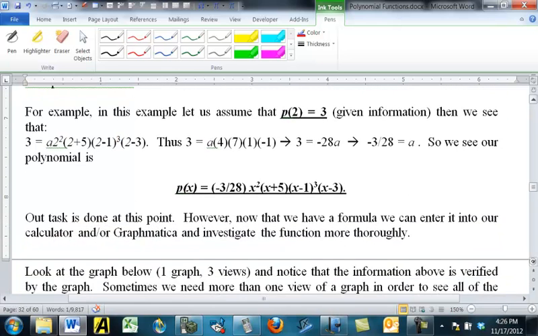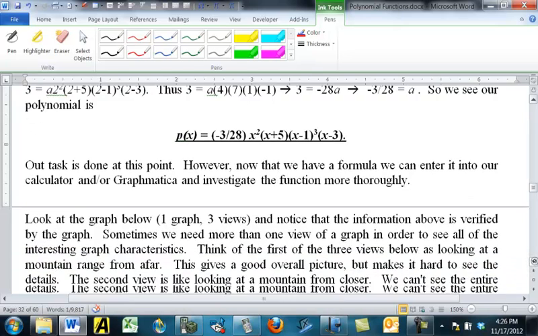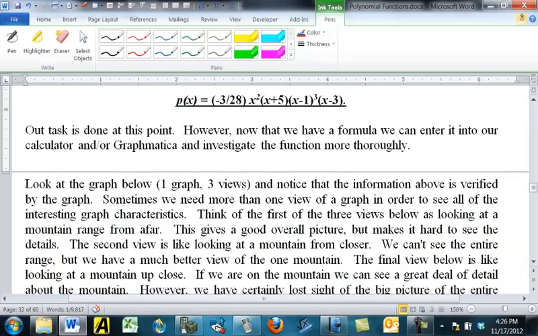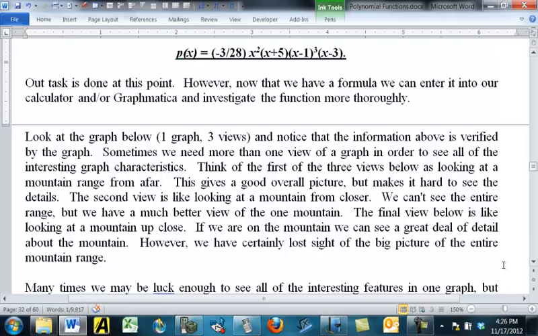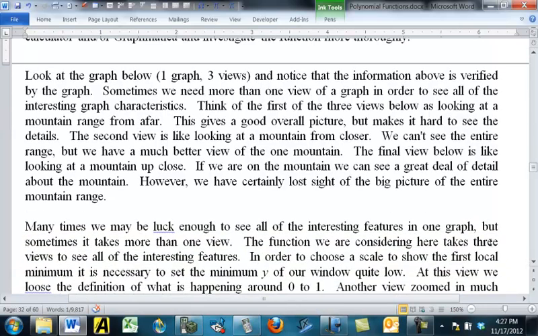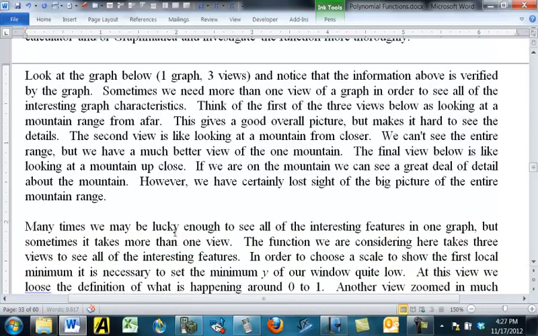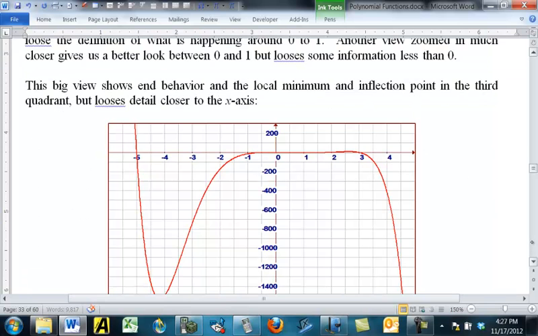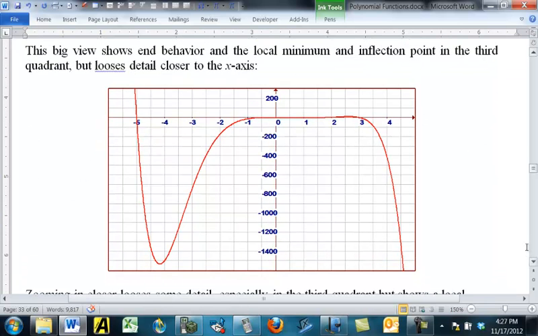So we could graph it, particularly if we've got technology to help us. We can graph it on Graphmatica or on our calculator, and we can use that to make tables, either by hand or with a calculator, to answer all kinds of things. So we're going to actually graph it, and this is going to be one graph, but we're going to have 3 different views. And it turns out that it takes 3 views to see this.